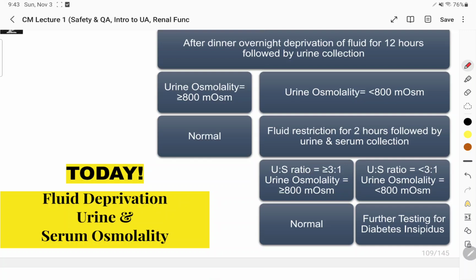So if your urine osmolality is greater than or equal to 800 milliosmoles, normal, okay, normal. But if your urine osmolality is less than 800 milliosmoles, okay, maybe dili ka siya espiso. So dungagan og 2 hours ang imong fluid restriction. Then after 2 hours na pod, collect na pod og urine. If ang imuhang urine osmolality is mo greater na to 800 milliosmoles, normal. But if less than gihapon 800 milliosmoles, meaning basi na aka diabetes insipidus, so there should be further testing.